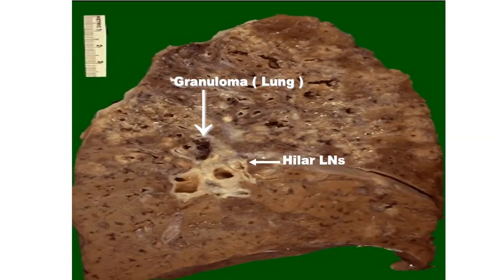This is a lung with tuberculosis, or TB, of the lung tissue and hilar lymph nodes, with granuloma formation, which appears in the center of the picture.